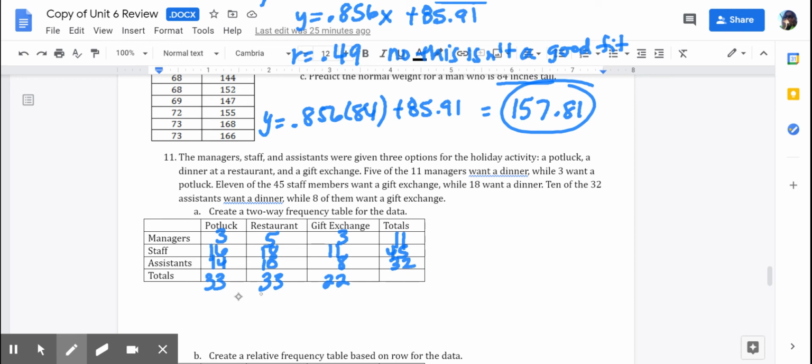Now when I add up how many total people wanted potluck, restaurant, and gift exchange, I should get 88. And that should be the exact same thing as when I add up how many managers, staff, and assistants there are. If these numbers do not add to be the same thing, we've done something wrong.